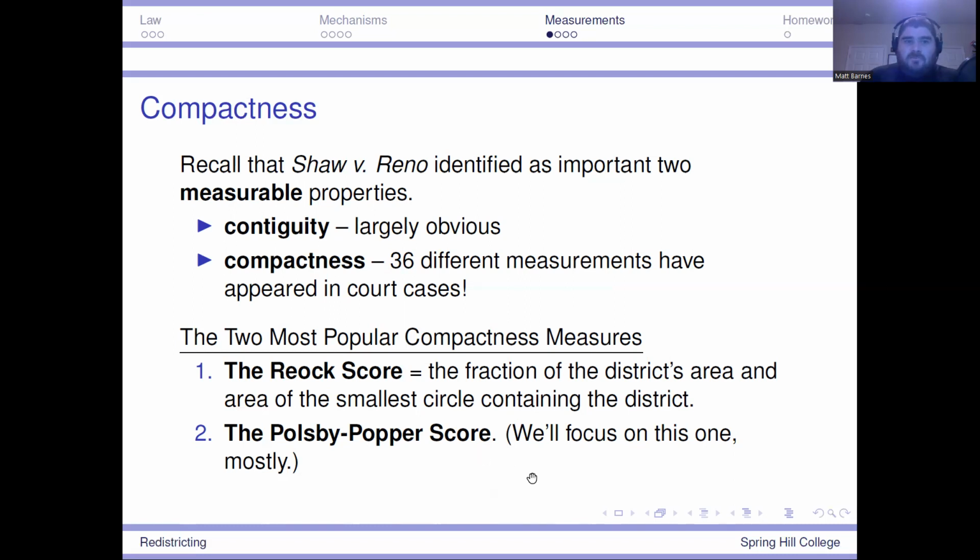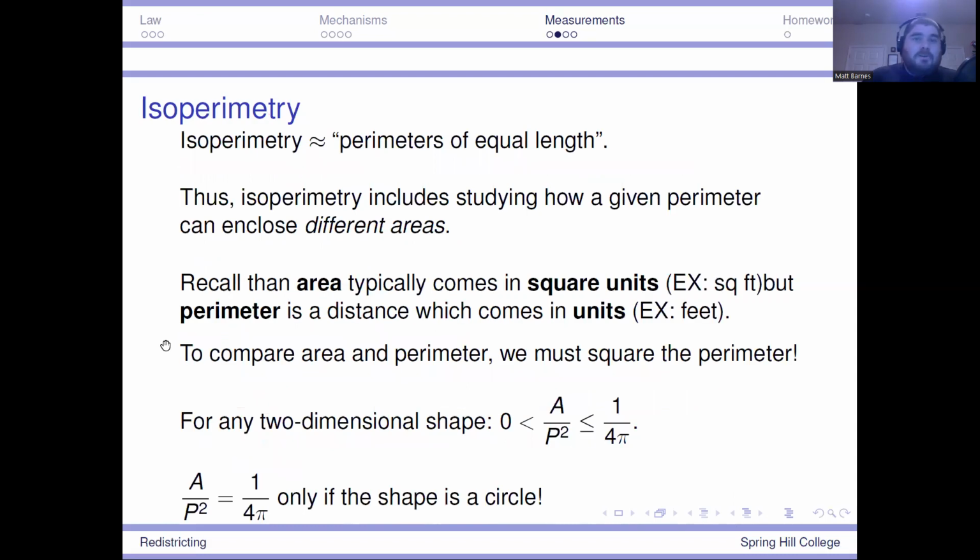Now, the 2 most popular ones are what we call the Reock score, right? So that is just looking at the fraction of the district's area and the area of the smallest circle containing the district, and the Polsby-Popper score. And this is the one we're actually going to focus on the most here. So this is going to be a way we're going to measure whether or not a district is compact or not. And the way we do that is something called isoperimetry.